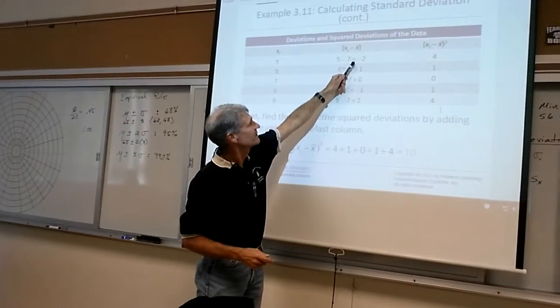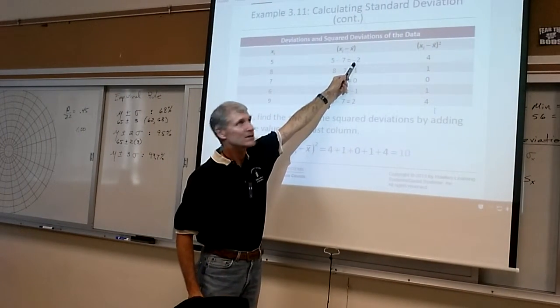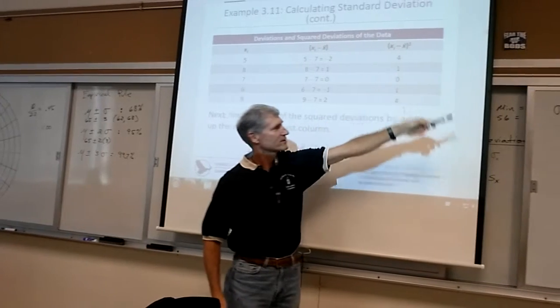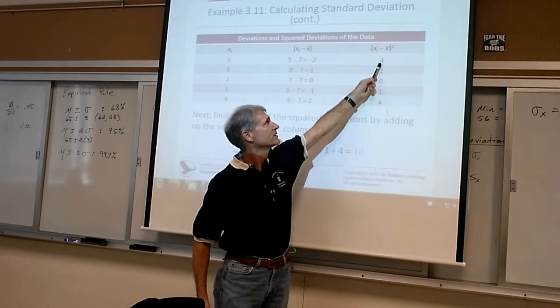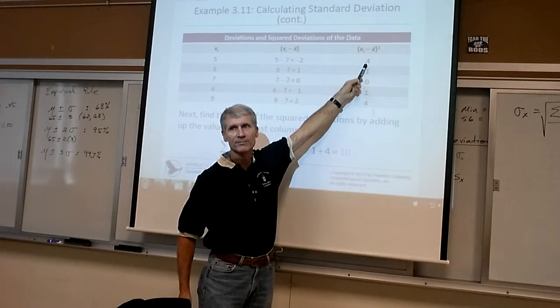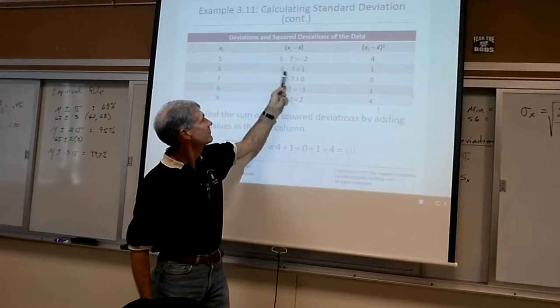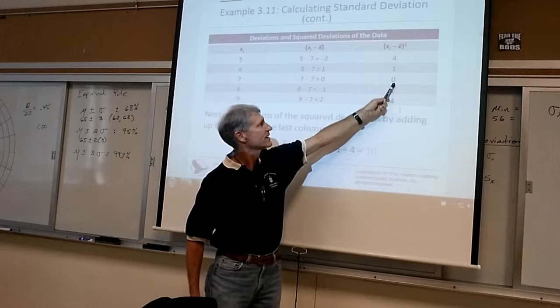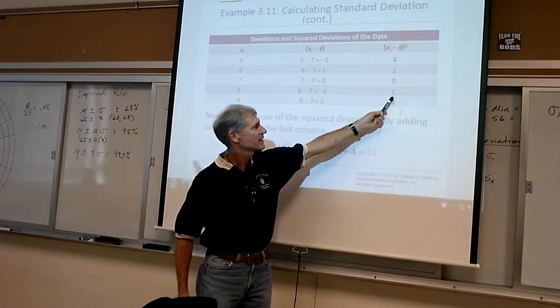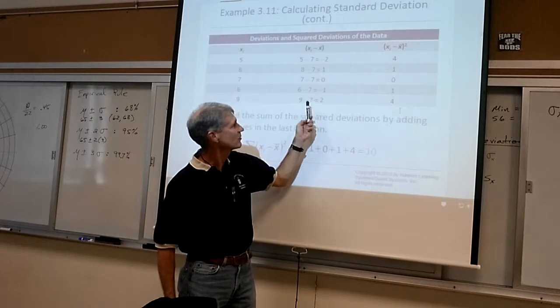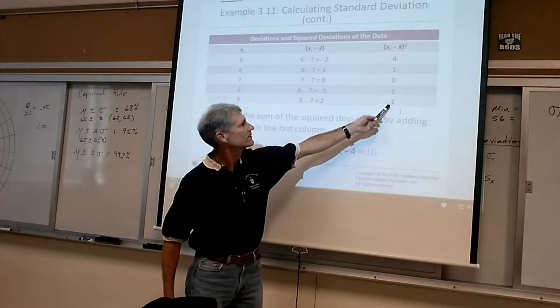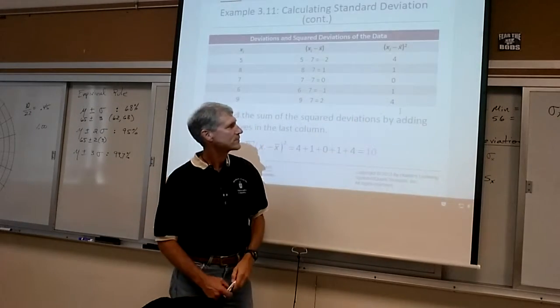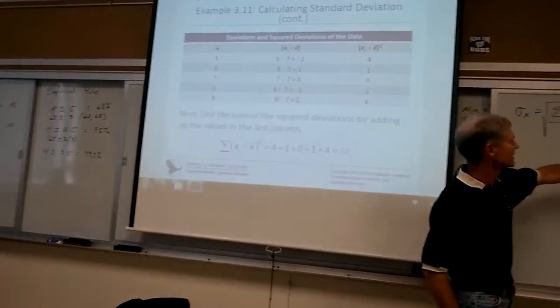So 5 minus 7 is negative 2. Then you square that to make it fit the formula. Negative 2 squared is 4. 8 minus 7 is 1. Square it, you get 1. 7 minus 7 is 0. We get a negative 1 squared is 1. And another 4. So now what does this symbol say to do?